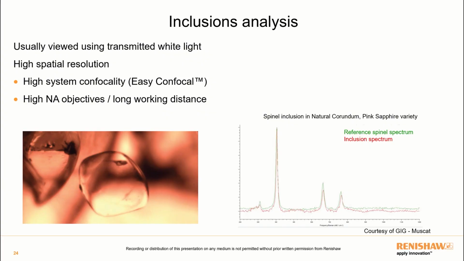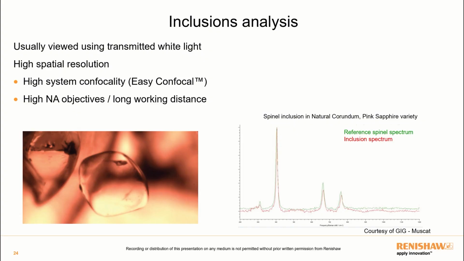The analysis of inclusions is very important for the gemmologist, both for treatment identification in colored stones and for origin determination. To study inclusions, high-resolution long working distance objectives are needed. So normally a ×100 with long working distance, but depending on the size of the inclusion, lower magnification objectives can also be adequate.